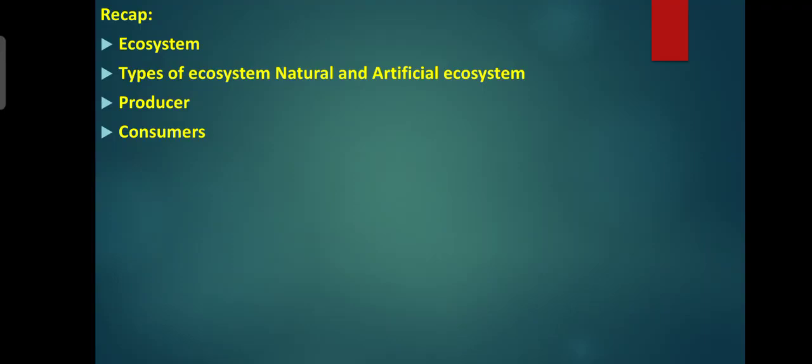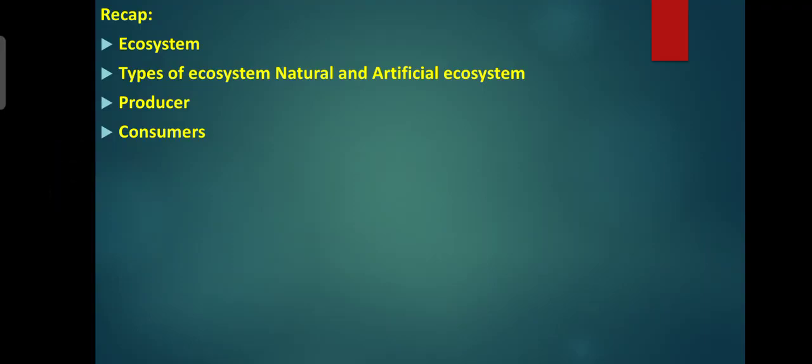Ecosystem outside the water body and on land is called terrestrial ecosystem. Example, forest, mountain region, desert, etc. And second one, artificial ecosystem. Artificial ecosystems are created and maintained by humans. This can be a terrestrial ecosystem such as a garden, or an aquatic ecosystem, for example, a fish tank.